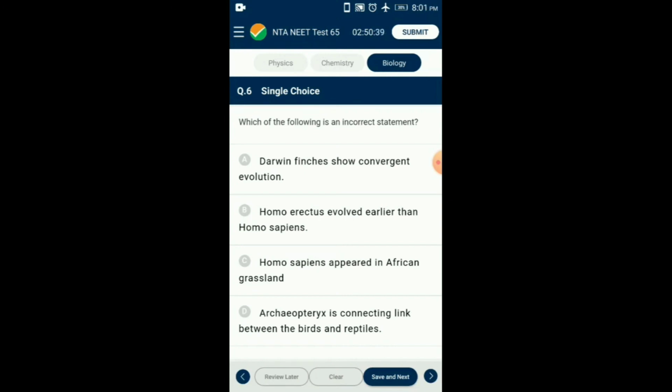Darwin discovered that these adaptations mainly showed up in the shape and size of beaks. So the answer for this question is option A. Darwin's finches show adaptive radiation, not convergent evolution.